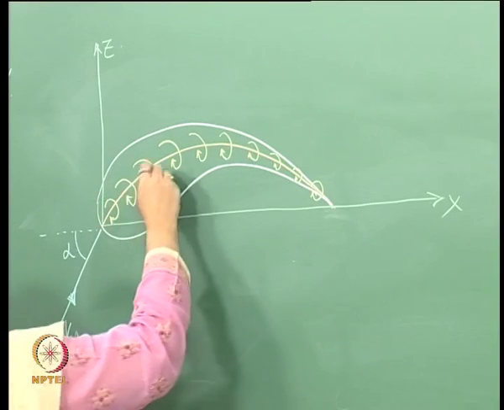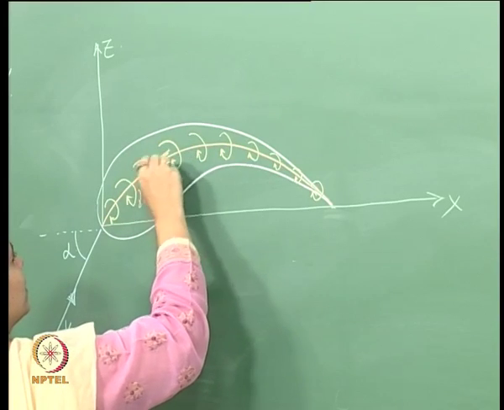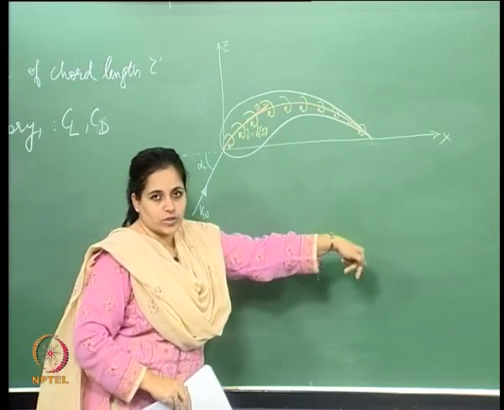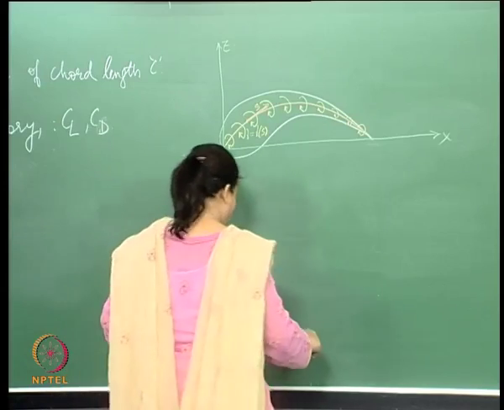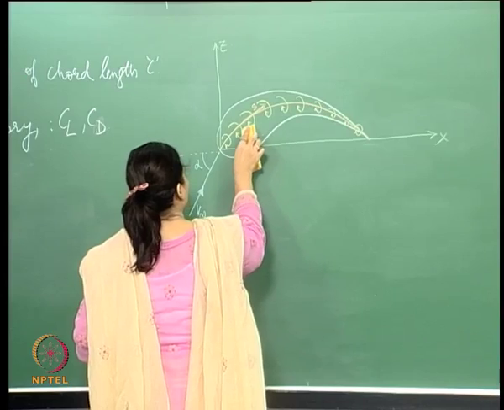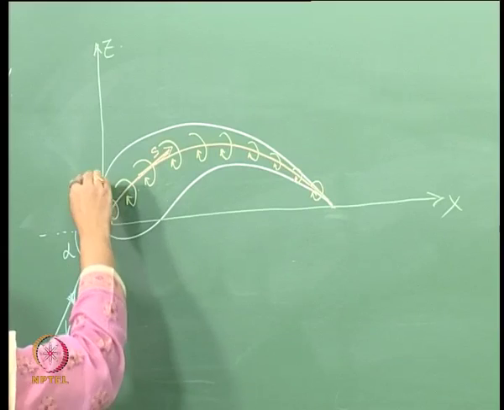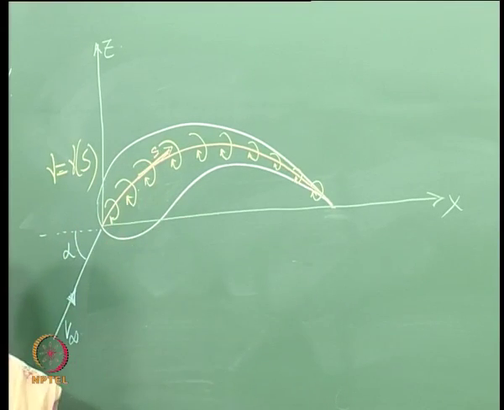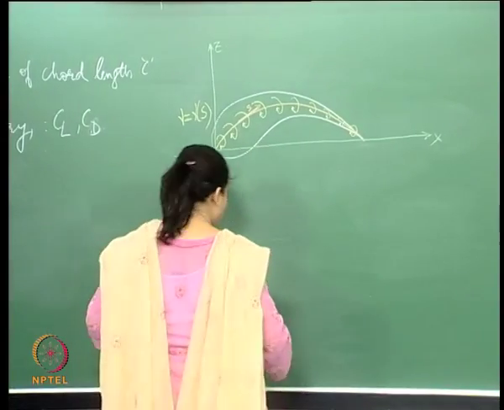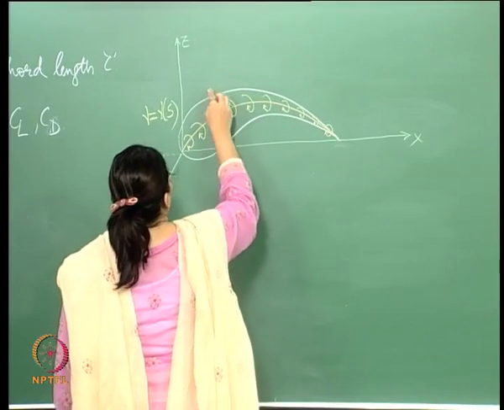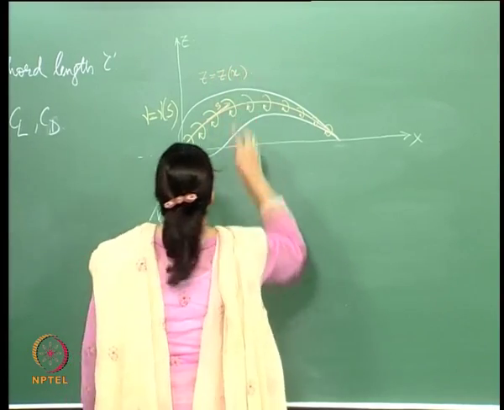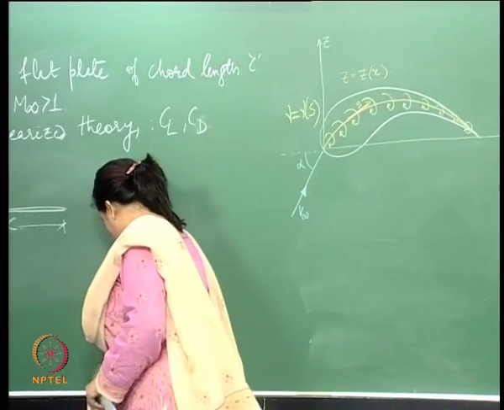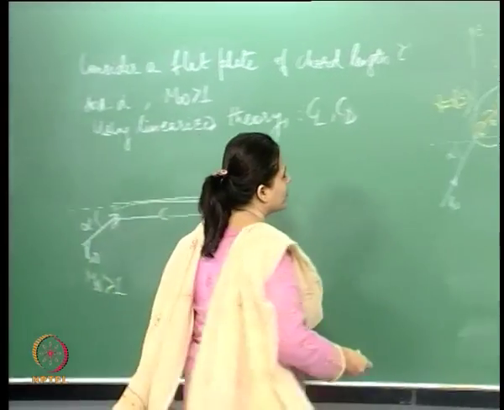Now, say this surface is S. The vortices are distributed over this surface, this curved surface which is the camber line. So my vorticity distribution is over this surface S, and gamma is the strength of this distribution. Let's say the curve here is given by this.